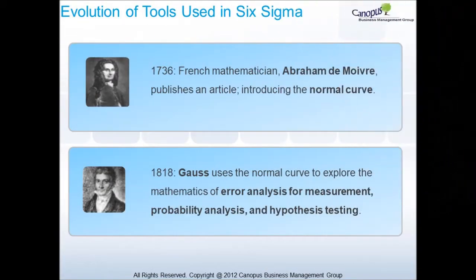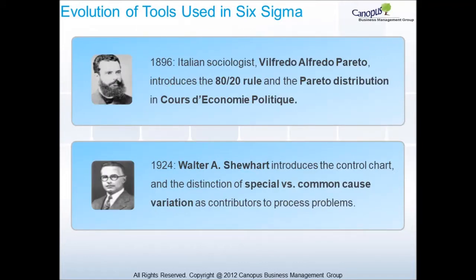In 1736, French mathematician Abraham de Moivre publishes an article introducing the normal curve. In 1818, Gauss uses the normal curve to explore the mathematics of error analysis for measurement, probability analysis, and hypothesis testing. In 1896, Italian sociologist Vilfredo Pareto introduces the 80-20 rule and the Pareto distribution in Cours d'Economie Politique.